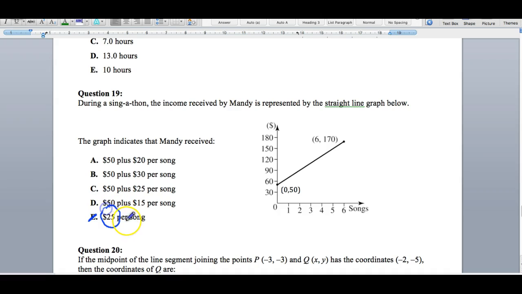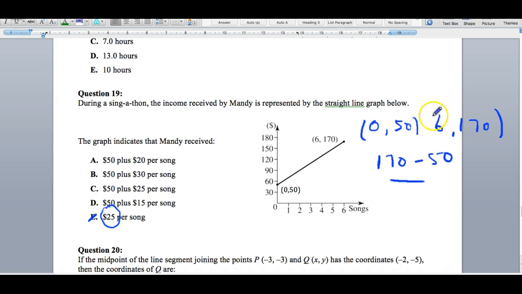If that's telling me it's $25 per song, does that mean it could possibly be C? Let's just see. Per song, she starts at $50. So per song is the rate, or the gradient. So we're going to do 170 minus 50 over 6 minus 0. It's not going to be 25 anyway. So 170 minus 50 is 120, over 6, which gives you $20. So it's $20 per song, which is answer A.